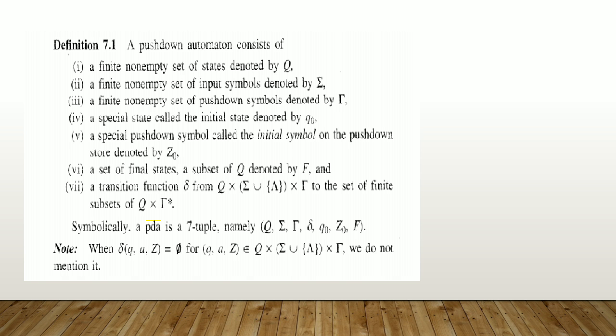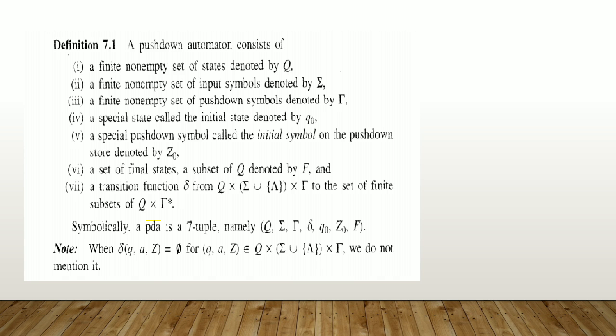Now this is the formal definition of pushdown automata. A pushdown automata is basically a 7-tuple automata. In those 7 tuples, capital Q denotes the set of states. Sigma denotes the input symbols. There is one special symbol which is used to show the pushdown symbols. Then small q0 is the initial state, and one special symbol is Z0, or any special symbol you can use here, to indicate the initial symbol on the pushdown store.